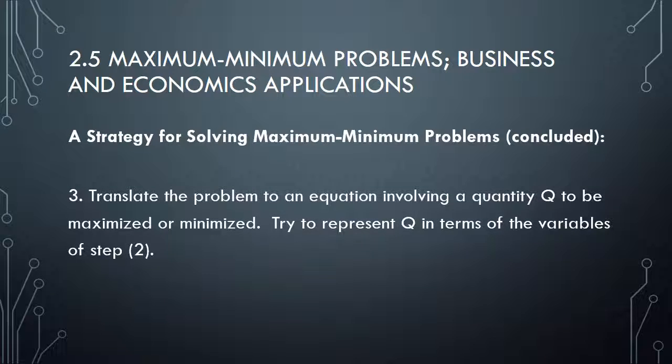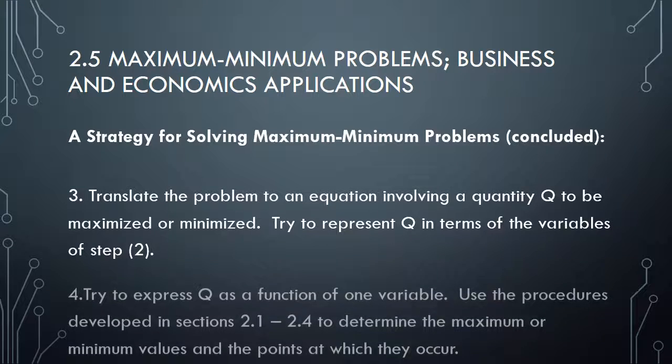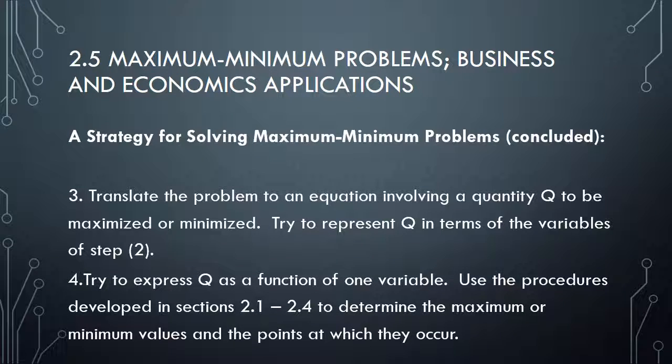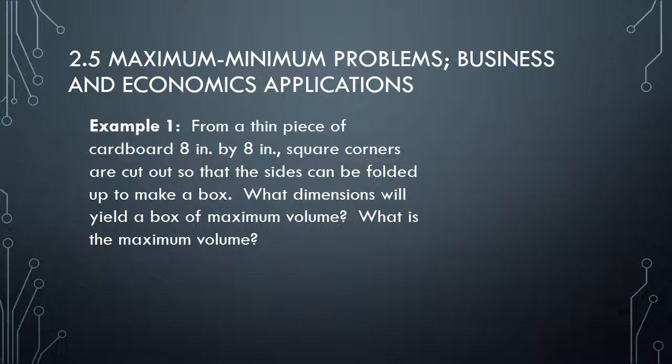Next, translate the problem to an equation involving a quantity to be maximized or minimized. Try to represent that quantity Q in terms of the variables that you came up with in step 2, and try to express it as a function of one variable. Use the procedures that you've developed in the chapter this far to determine the maximum or minimum values and the points at which they occur. In other words, use the first and second derivative rules.